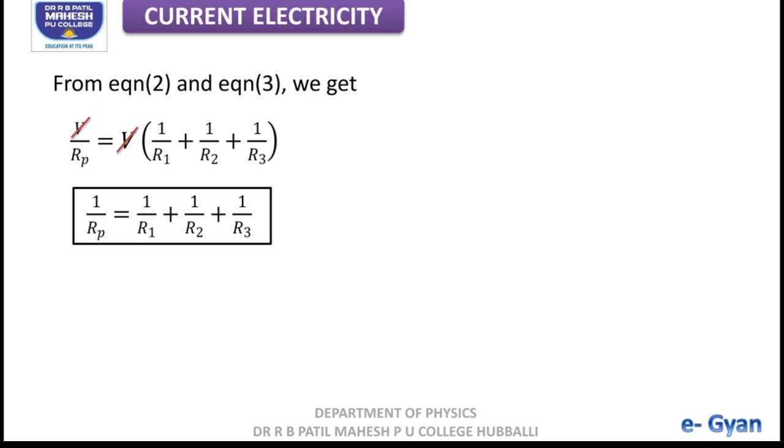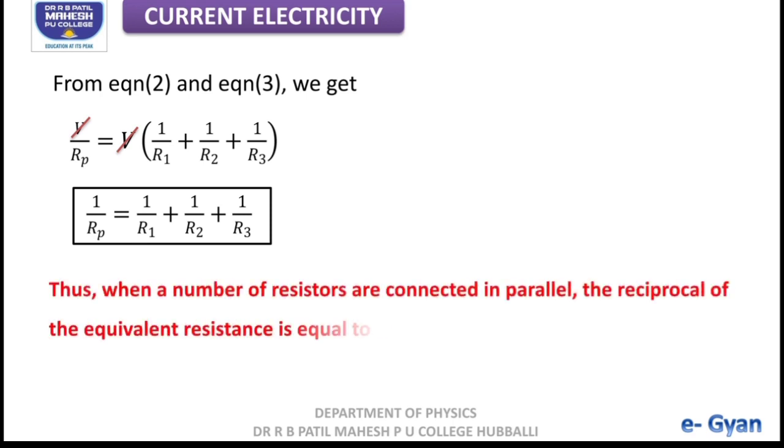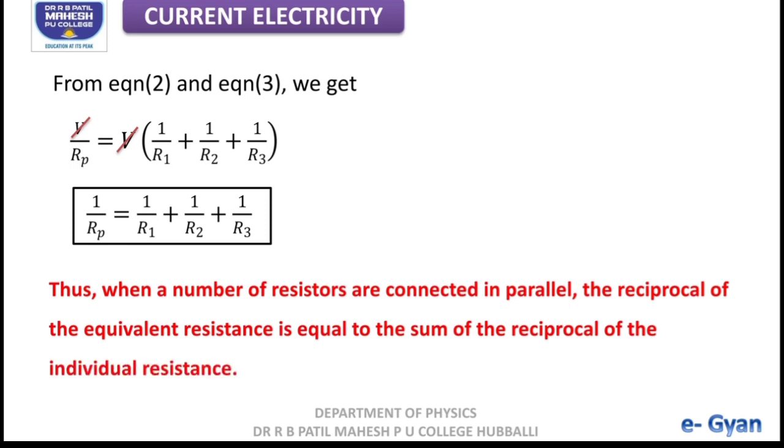By this we can say that reciprocal of equivalent resistance is equal to sum of reciprocal of individual resistance. Thus, finally we can conclude that when a number of resistors are connected in parallel, the reciprocal of equivalent resistance is equal to the sum of the reciprocal of individual resistances. This is the brief description about the parallel combination of resistors.